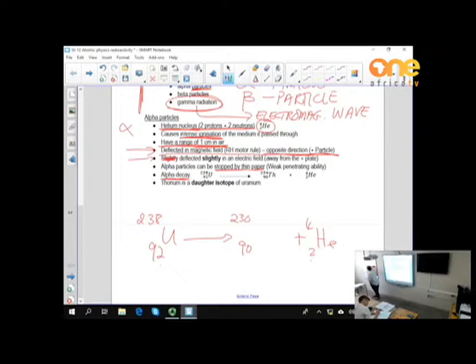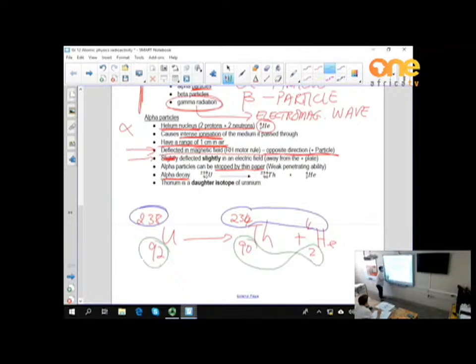Now element number 90 is thorium. Oh, 234, excuse me, right, there. Do you follow me? If I go and add that, I should get that. And if I go and add that, I should get that. I still have what I started out with. Although I no longer have uranium, I now have an element, thorium.